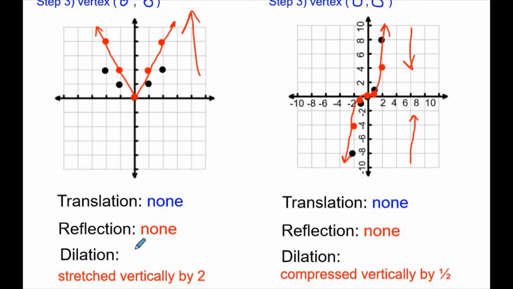However, the dilation, and think about that word, the word dilation is like when you go to the optometrist and they dilate your pupils. Unfortunately, in that case, they just get bigger, but dilation can also mean to get smaller. So this one was dilated with a stretch vertically by 2. You could also say vertical stretch of 2. This one was compressed vertically by 1/2.